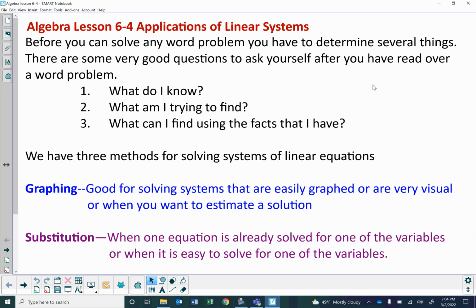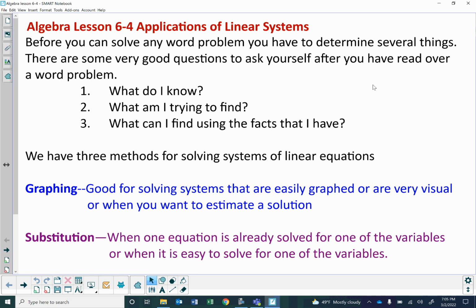This is Algebra Lesson 6-4, Applications of Linear Systems. Now, before you can solve any type of word problem, you have to determine several things. There are some very good questions to ask yourself after you have read over a word problem, sometimes after you've read over a word problem several times.